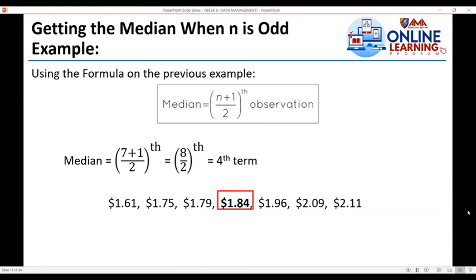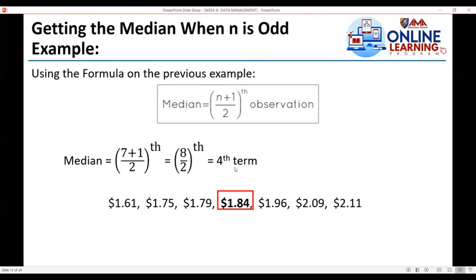Using the formula on the previous example, median is equal to (n plus 1) over 2 observation. I repeat, this formula is only used when the value of n is odd. In the previous example, n is 7. And we substitute 7 for n in the formula. We have median is equal to (7 plus 1) over 2 is equal to 8 over 2. And the result is the 4th term.